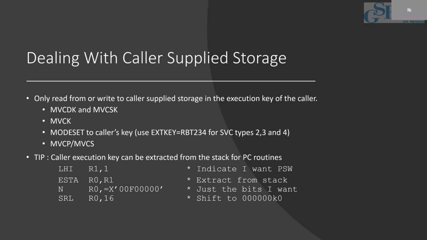So if you're a stacking PC, you can inquire from the stack, what's my PSW for my caller, and then you just mask out and shift and get the caller key in a format that's recognized by these instructions and any subsequent system service. There's a code extract there of how you might do it. Personally, I have all this stuff behind convenience macros inside mine.